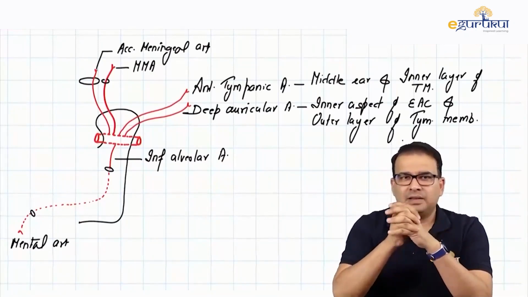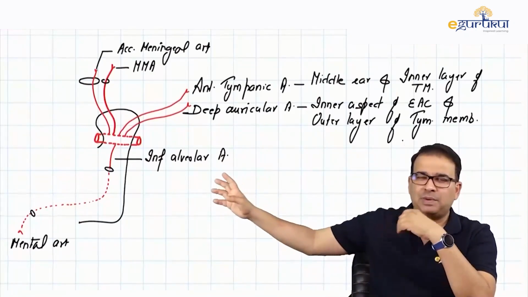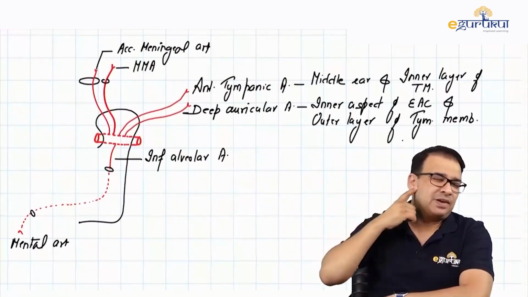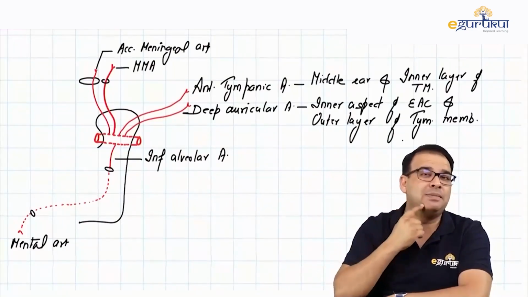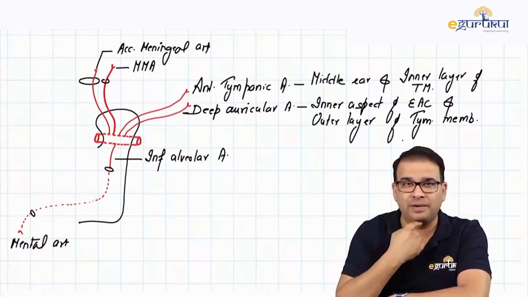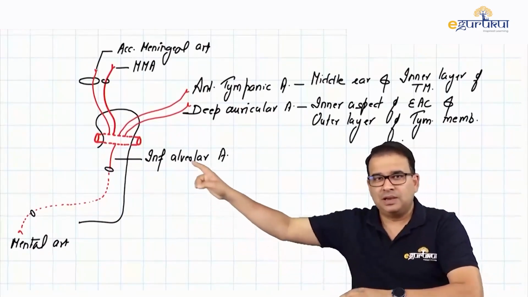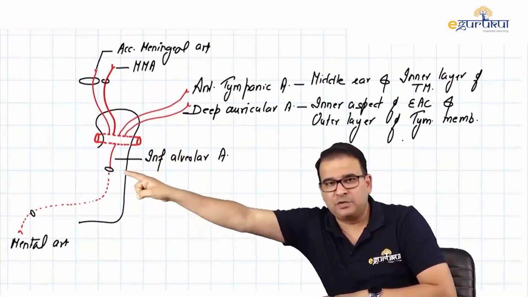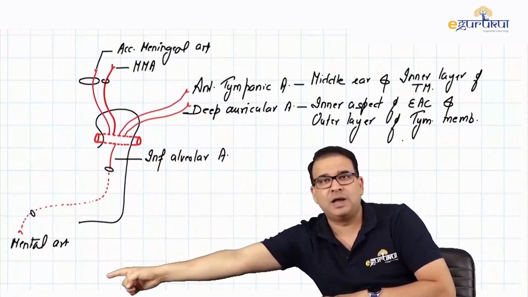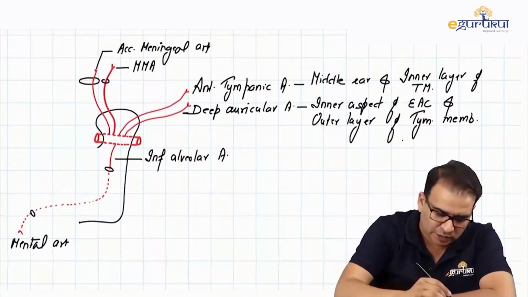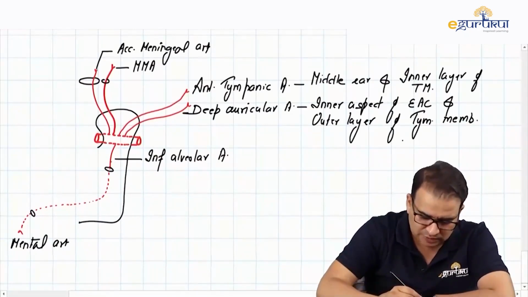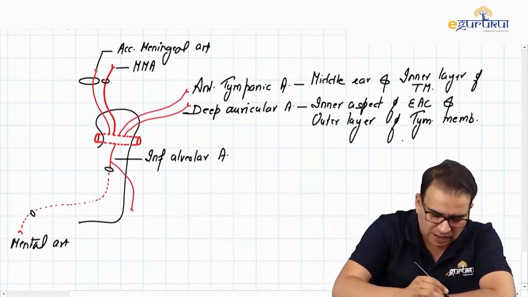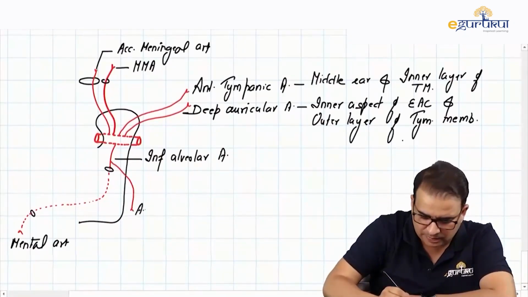And just like inferior alveolar nerve, if you remember the branch of mandibular nerve, before going inside the mandible, it gives off nerve to mylohyoid. Same story. Inferior alveolar artery, before going inside, gives off a branch downward that is called artery to mylohyoid. No harm in drawing that also. I can put that detail also. This inferior alveolar artery also gives off the artery to mylohyoid.